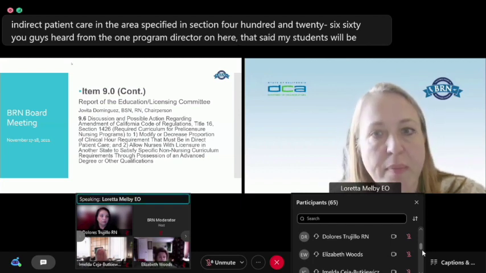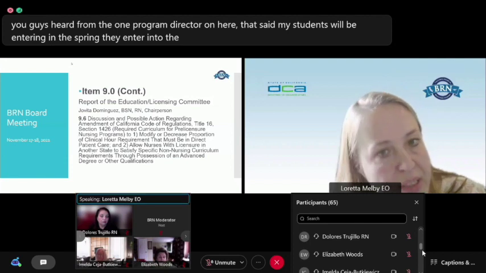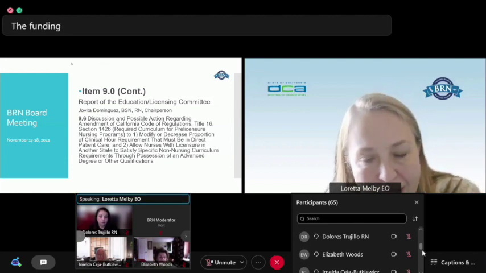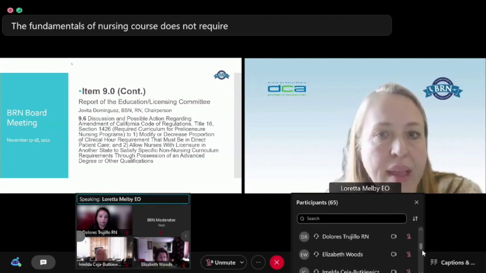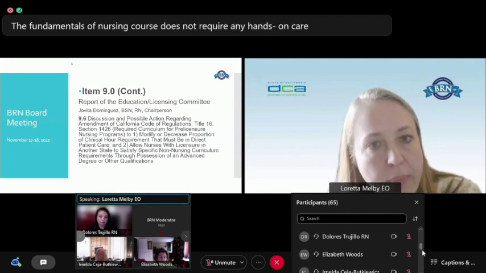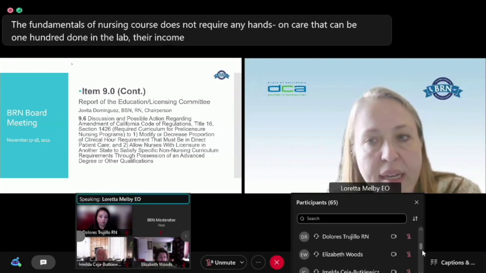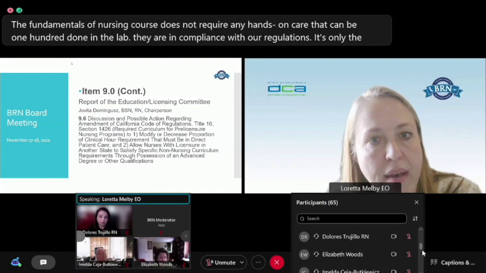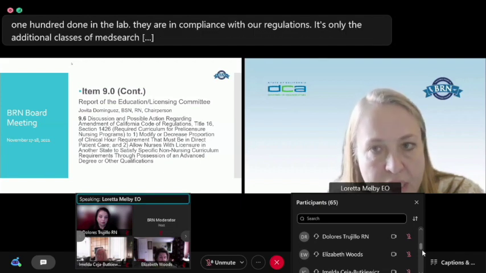You guys heard from the one program director on here that said, my students will be entering in the spring, they enter into their first semester, they're not out in the clinicals. That's correct. The fundamentals of nursing course does not require any hands-on care. That can be 100% done in the lab. They're in compliance with our regulations. It's only the additional classes of MedSurg, OB, Peds, Psych Mental Health, and Geri that require 75%.